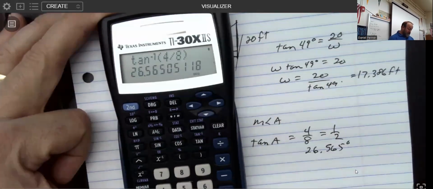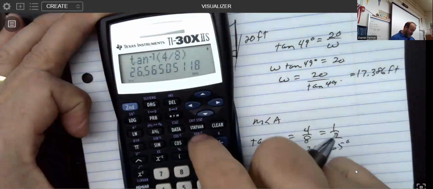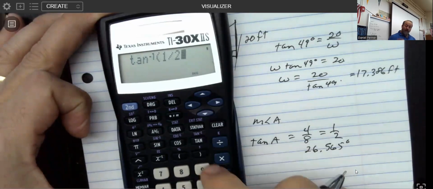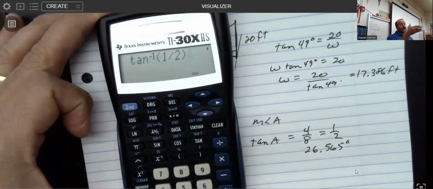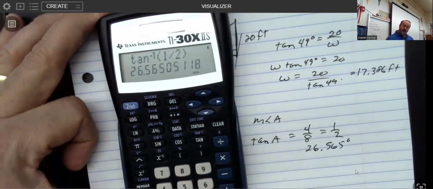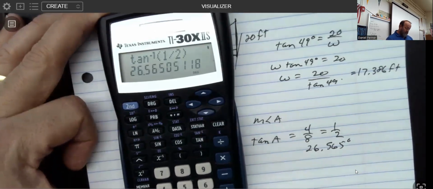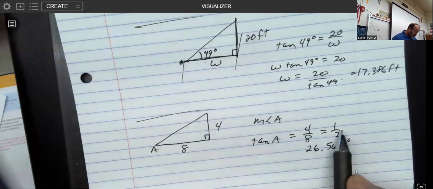But notice if I tried that again and I hit inverse tangent, but instead of 4/8, what would happen if I did 1/2? Well, one of the things that we should know is that those would be similar triangles. 4/8 and 1/2 would be proportional. So if triangles are proportional and similar, then their angles have to be the same. And what do you know? You get exactly the same angle whether you use 4/8 or 1/2.